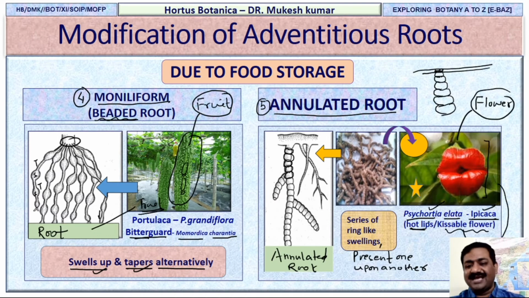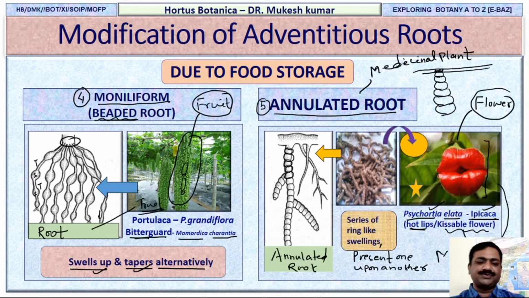Psychotria elata, but their roots are annulated, where a series of swollen disc structures, the root swells and is present one upon another, and it's called annulated root. And one very important thing, this plant, Psychotria, is a medicinal plant. So it has got medicinal importance.